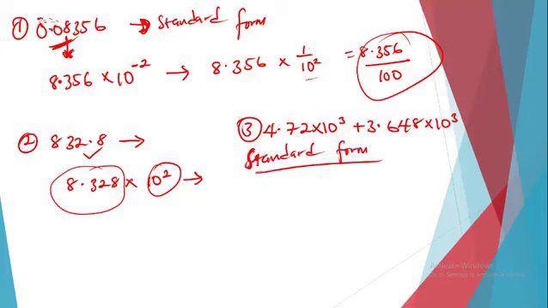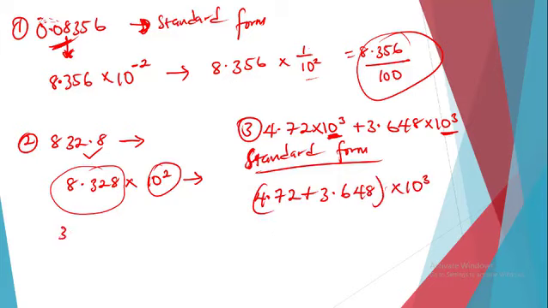What do we do? Okay, first of all, you observe here that they are multiplied by the same 10 raised to power 3. The both of them are multiplied by 10 raised to power 3. Okay, so what we do here is we bring down our 4.72 plus 3.648, and then add them up and multiply them by 10 raised to power 3. Okay, so what do we have here?